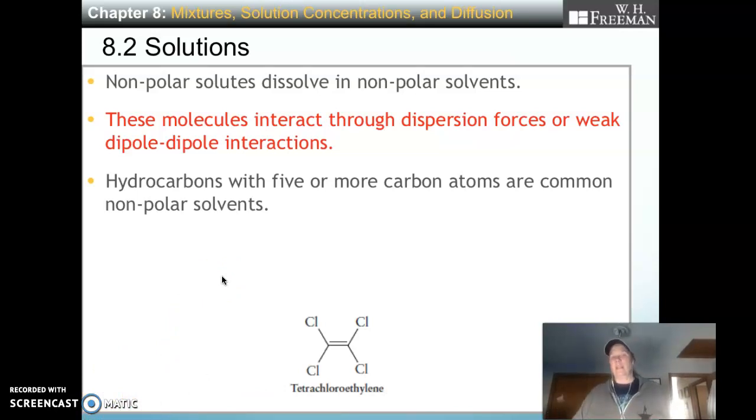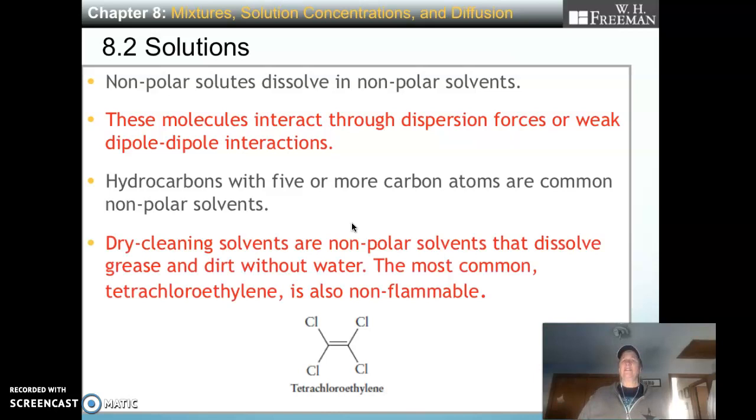Again, likes dissolve likes. And if you're looking at the ones that are nonpolar, it's usually the hydrocarbons with five or more carbon atoms. Okay, this one only has 2, but hydrocarbons with 5 or more atoms are common nonpolar solvents. Butane has 4. I guess it's not a common solvent that you use, but it really does work when you're trying to get grease out of your clothes. Okay.